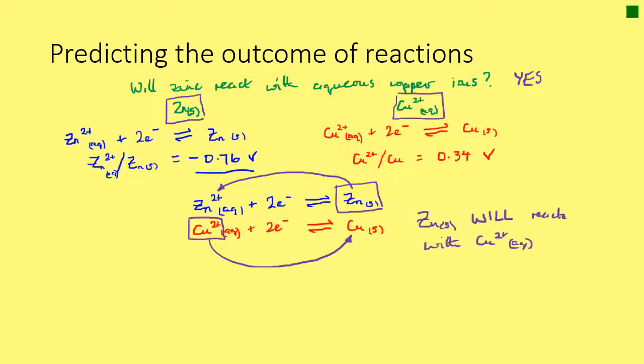Okay, the next part of the video lesson is predicting the outcome of reactions. You might be given a question about a reaction such as, will zinc react with aqueous copper ions? Or, for example, will silver react with aqueous magnesium ions? So that's what we mean by this sort of reaction.